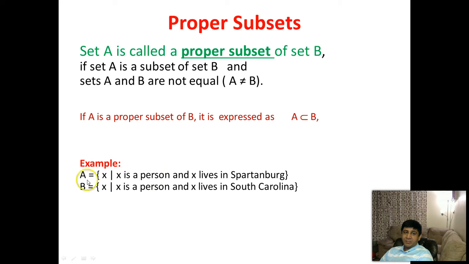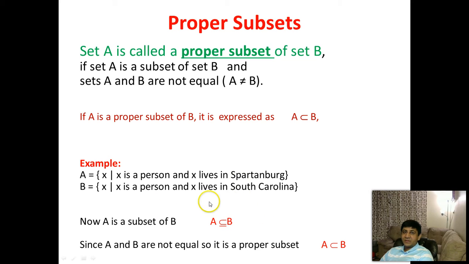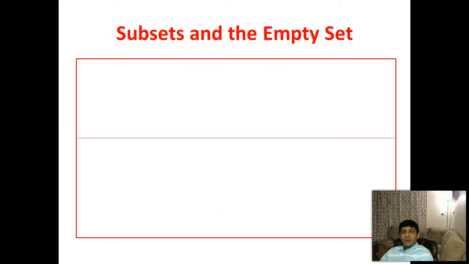For example, if we have two sets, set A is given in set builder notation: X such that X is a person who lives in Spartanburg. And B is the set of persons who live in South Carolina. Now you can see that clearly set A is a subset of set B, so A is in B. And of course both sets are not equal. Spartanburg is not equal to South Carolina. Since both sets are not equal, it's a proper subset. So this is an example of a proper subset.